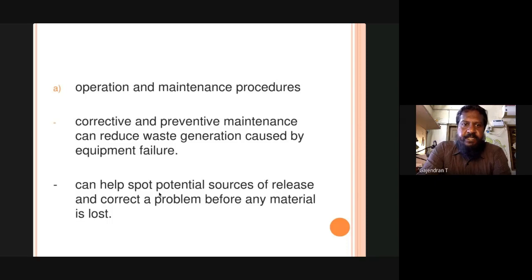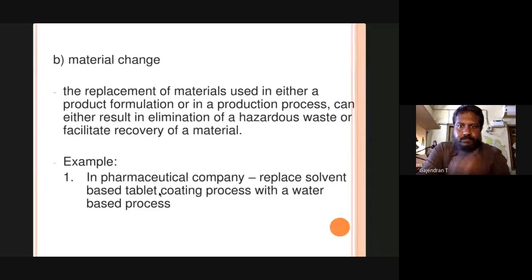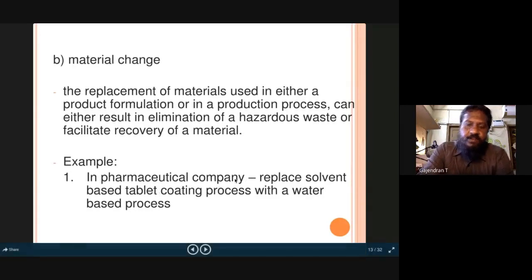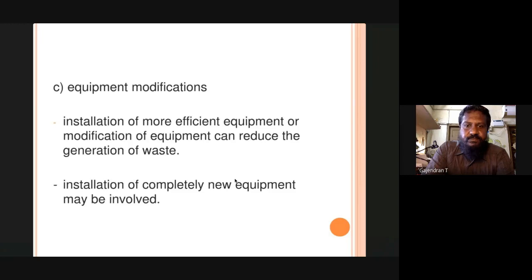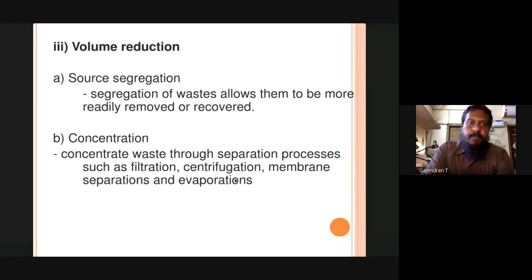Operation and maintenance, these are the ones we have spoken about. Again, an example in pharmaceutical companies: replace solvent-based tablets with a water base. Volume reduction.